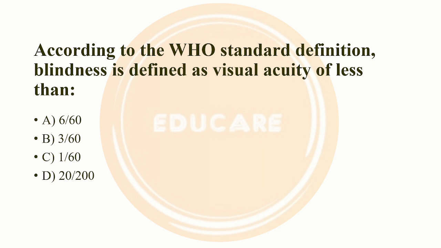According to the World Health Organization, the standard definition of blindness is visual acuity of less than 6 by 60, 3 by 60, 1 by 60, 20 by 200. The answer to this question is option B, that is 3 by 60.